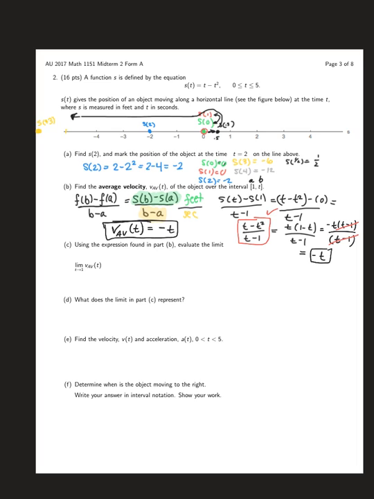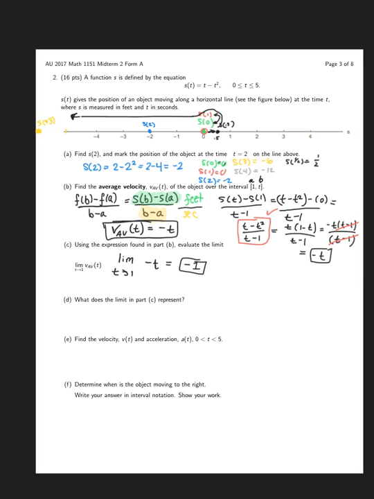So now we are being asked to evaluate the limit as t approaches 1 of the average velocity of t. So the limit as t approaches 1 of negative t would be equal to negative 1. Not much to it. The next question asks us, what does the limit in part C represent?